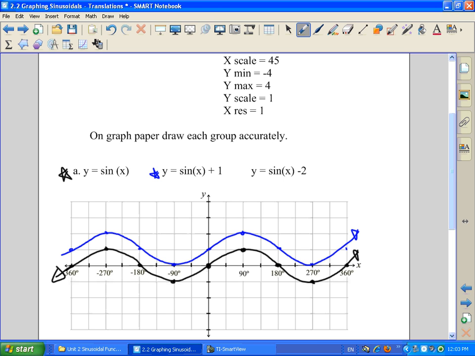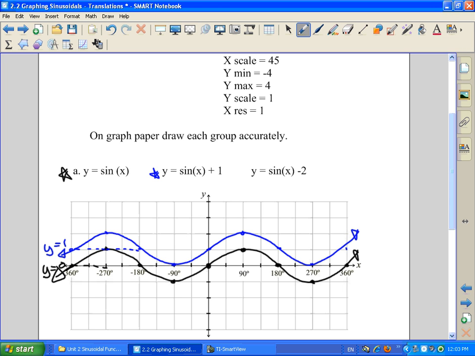Okay. What do we notice, folks, is that the axis is no longer at y equals 0. The axis is at y equals 1. All right. You wanted to put your axis in here, just so you guys can see it.